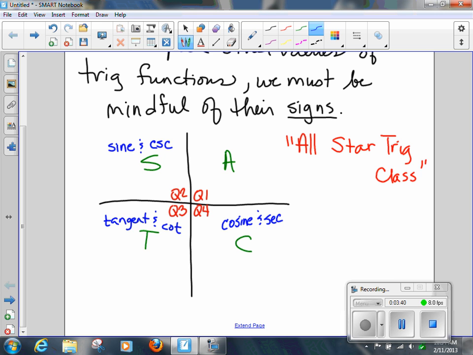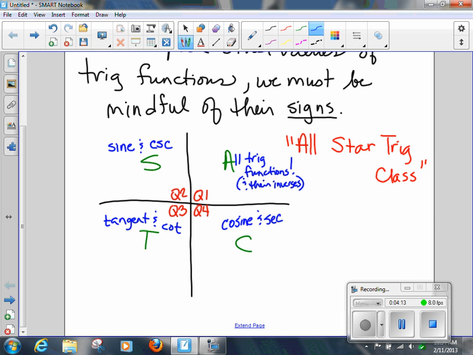Now, what does A stand for? All-star trig class. What does A stand for? That's a good guess. All. It stands for all. All what? All trig functions and their inverses.